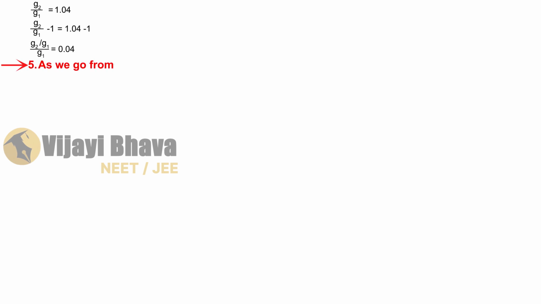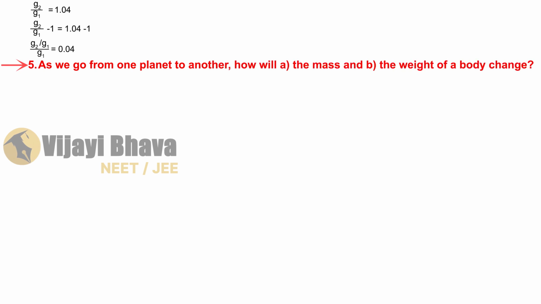As we go from one planet to another, how will the mass and the weight of a body change? The answer is, the mass of a body is a scalar quantity, hence it does not change with the direction or the place. Hence, mass remains constant at any place.